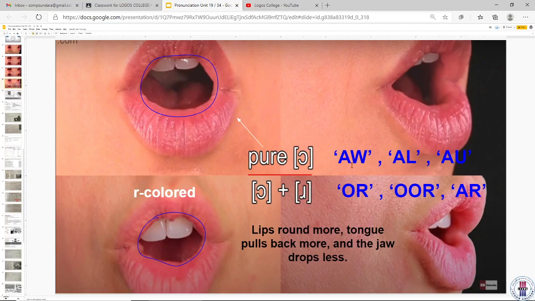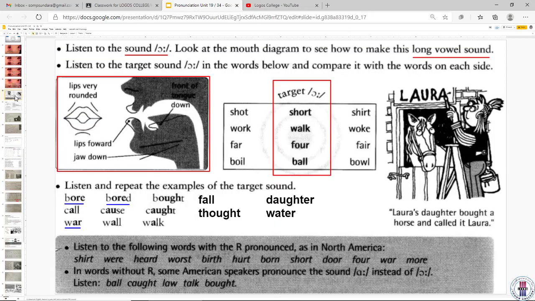Spelling of aw is A-W, A-L, or A-U. Or is usually O-R, double O-R, or A-R. So this is part B in your book, and this is the aw. When you add the r sound, it becomes or. Right? And this is a long vowel sound.